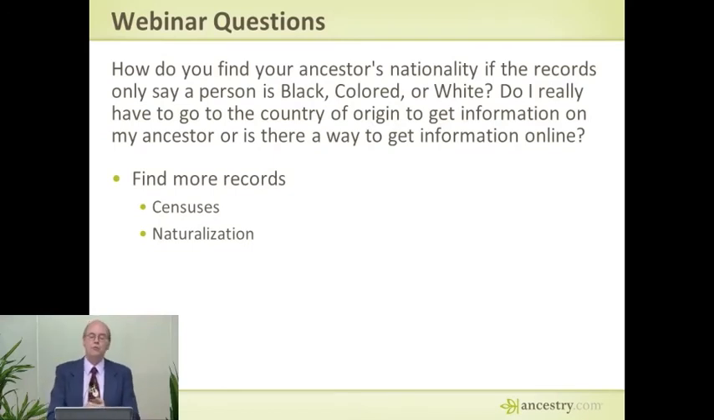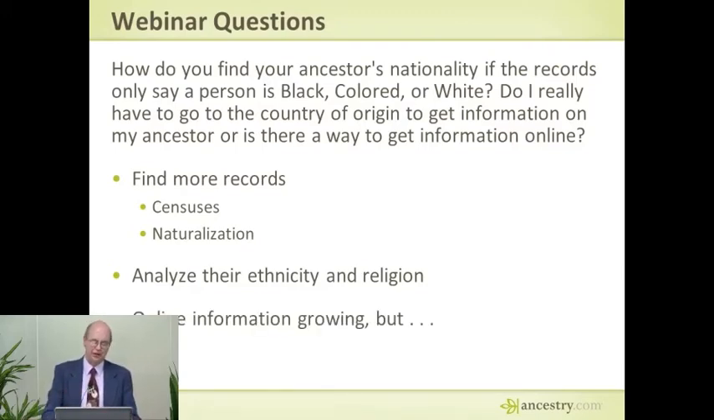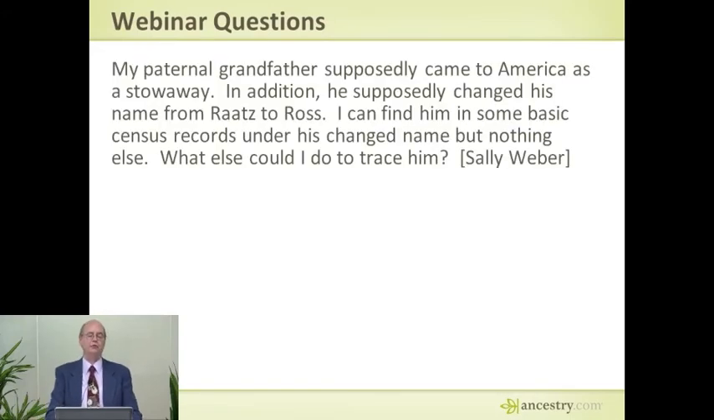So look for more census records about the person, and you'll learn the country they were born in. Find the person's naturalization record, and that will tell you the country they were born in. Again, go back and analyze their ethnicity, analyze their religion, and that can tell you things as well. Online information is growing, but it's not comprehensive. You will have to access records in the old country, but you may not have to go there to do that. There are ways to do that. So sometimes they're on microfilm, sometimes they're in archives, but you can go ahead and do that kind of research.